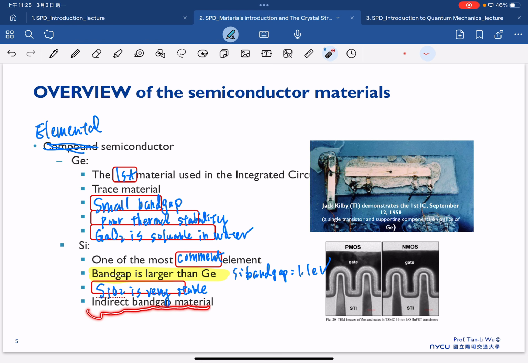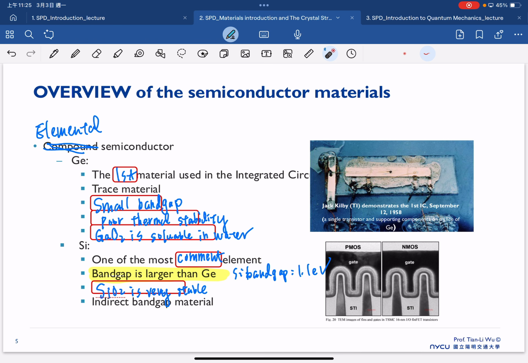However, silicon still has one drawback, which is that it is an indirect bandgap material. And the indirect bandgap makes silicon not suitable for light emitting applications, LED. You know the LED is a semiconductor that can emit light, but usually the LED needs the semiconductor to have a direct bandgap. Unfortunately, silicon has an indirect bandgap, so it has very poor efficiency for light emission. That's why you never hear about people using silicon as an LED material.